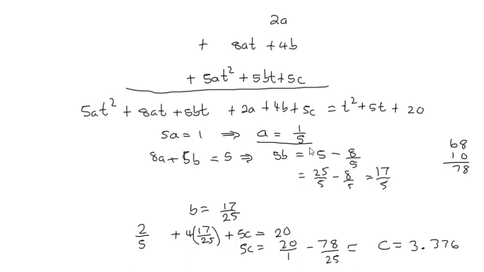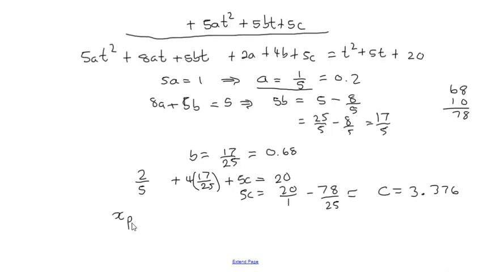A is here 1 over 5, which is simply 0.2, and B is here, which we can write as 0.68. So now we can write our particular integral as x_p, a function of t, equals A, which is 0.2 t squared, plus B, 0.68 t, plus 3.376. That's our particular integral.